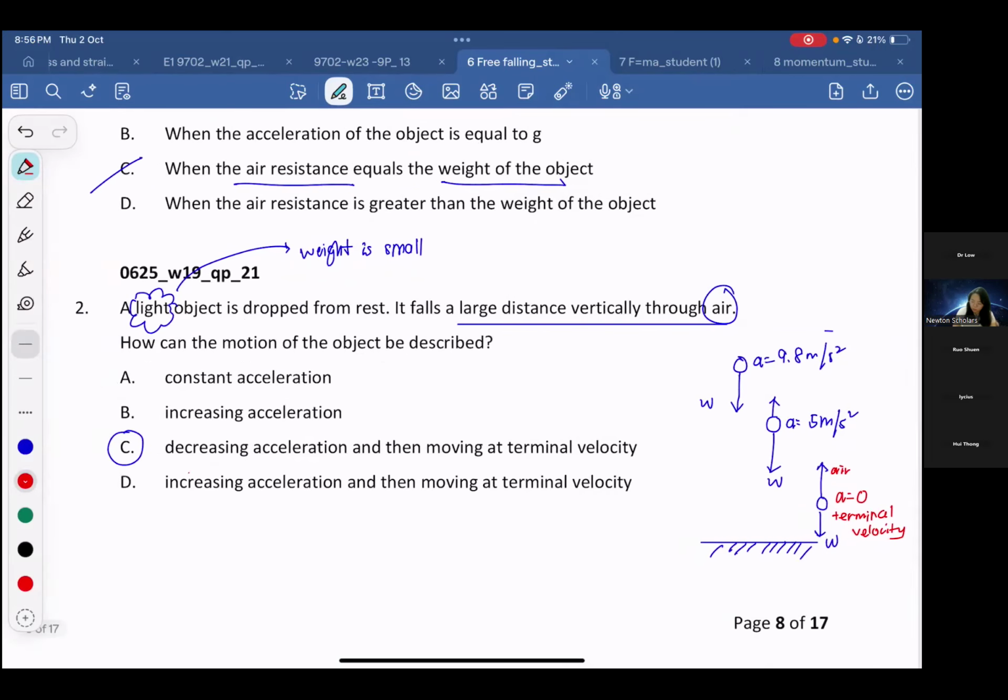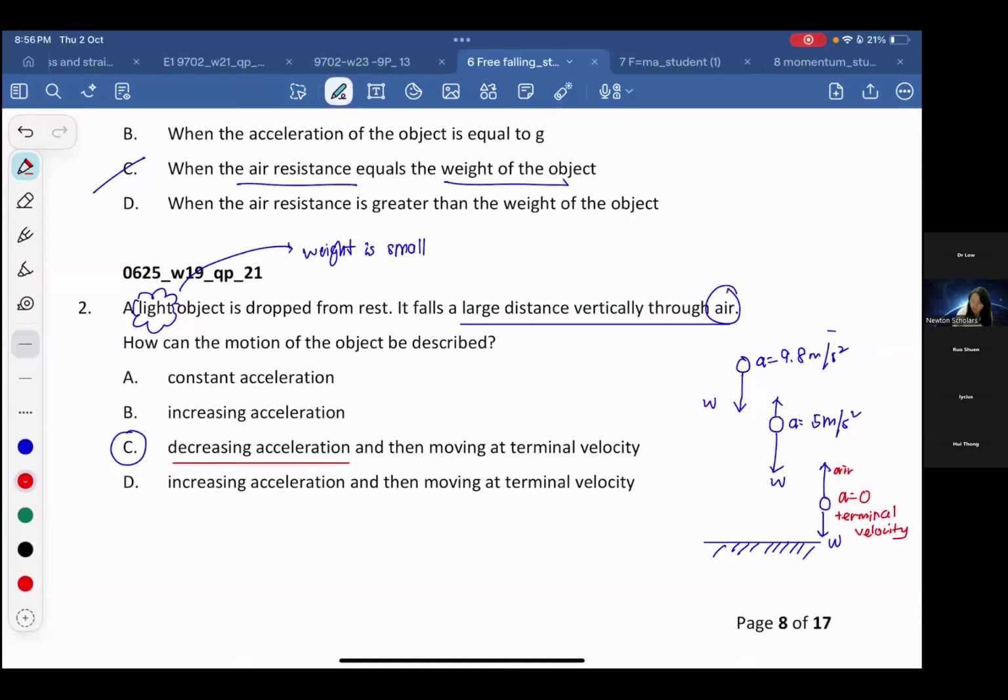So your answer should be C. Decreasing acceleration, and at the end terminal velocity becomes 0. So the acceleration will decrease until at the end it becomes balanced. Acceleration is 0. Any question there? No question. I'm going to page number 9.